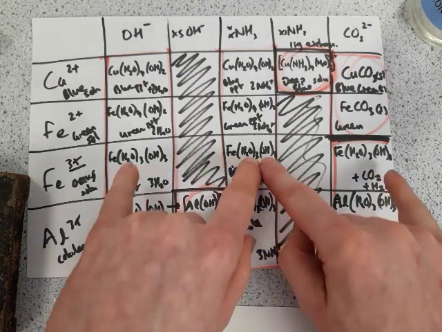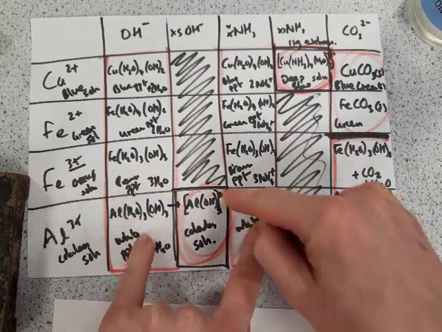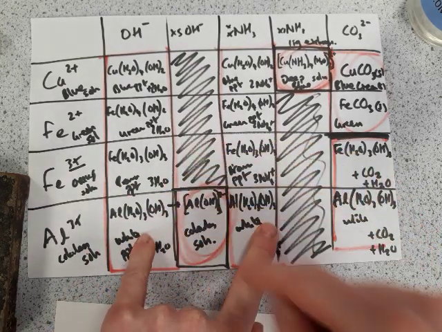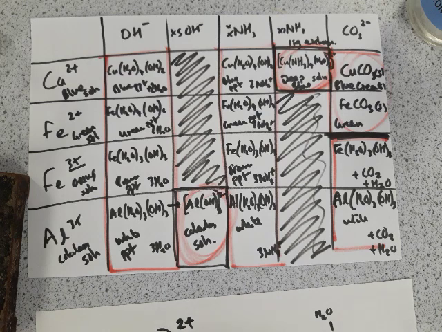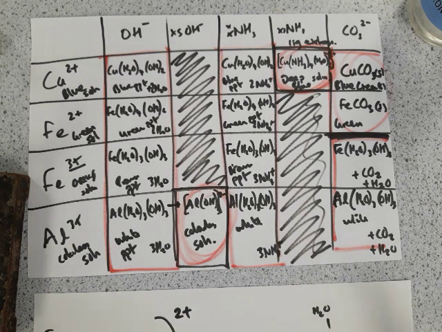Aluminium, almost identical to iron 3 plus, but it does this special thing in excess hydroxide because aluminium is very charge dense.